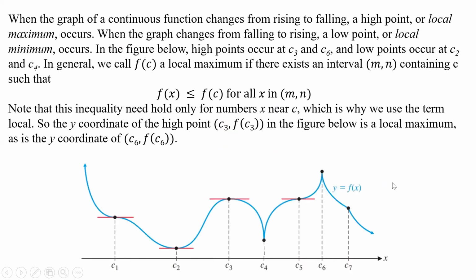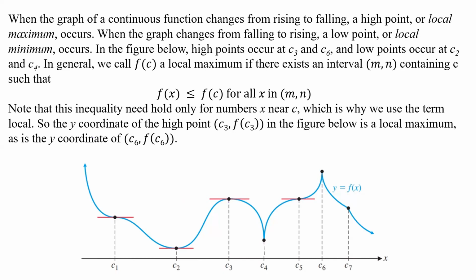All right. So here, when the graph of a continuous function changes from rising to falling, a high point or local maximum occurs. When the graph changes from falling to rising, a low point or local minimum occurs. Now, in this figure below, we have high points occurring at C3 and at C6 up here, and low points at C2 and at C4.